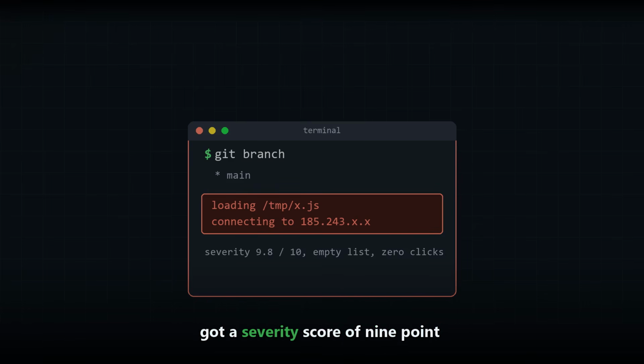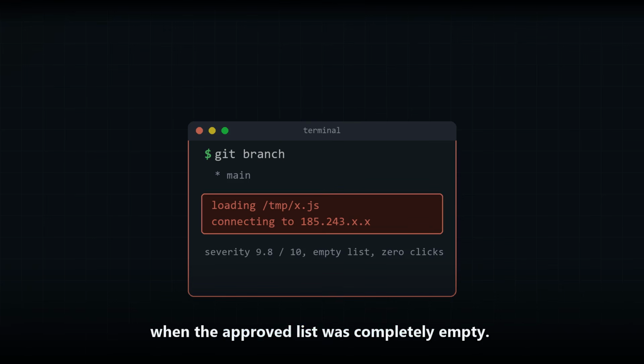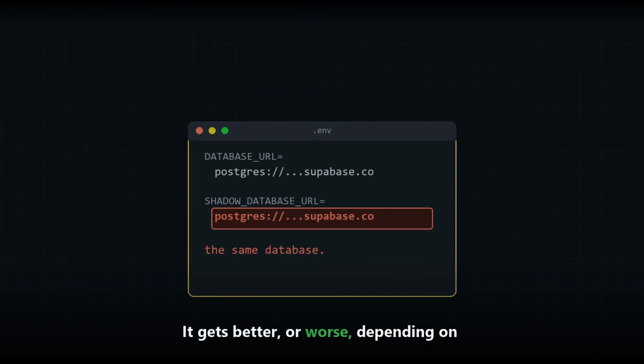This got a severity score of 9.8 out of 10. It worked even when the approved list was completely empty. And the researchers demonstrated a version with 0 clicks from you. It is fixed now in that one tool for that one trick. Hold that thought, because it matters later. It gets better or worse, depending on where your data lives.